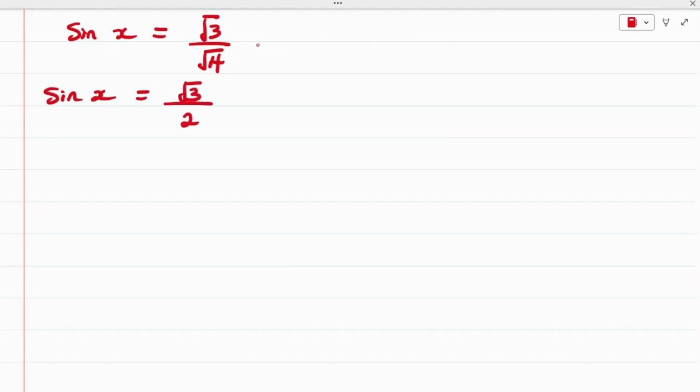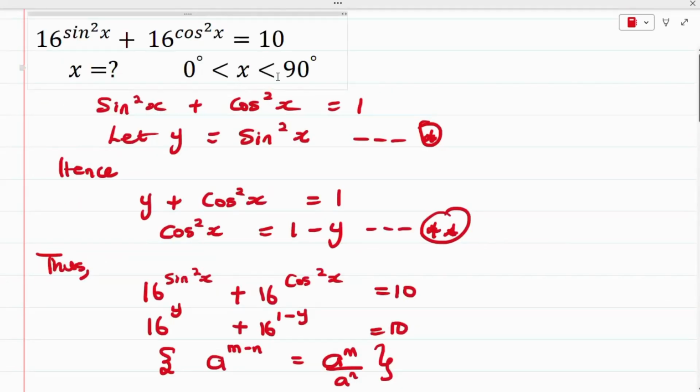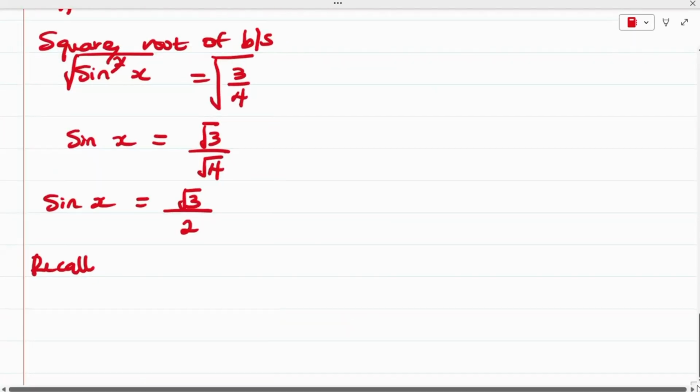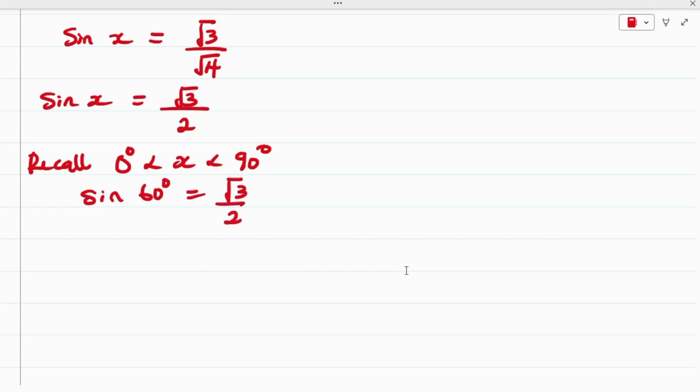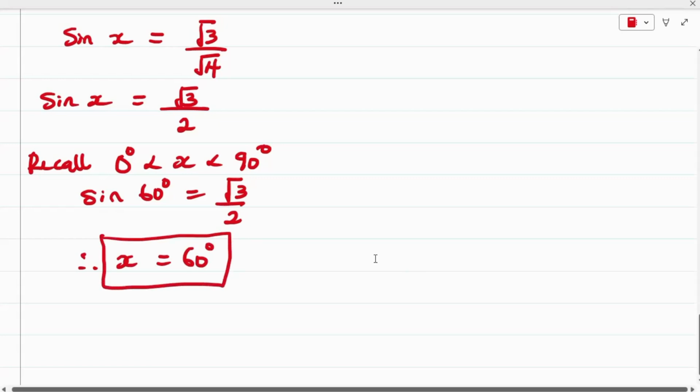So from here, we want to recall that from the question, 0 degrees is less than x, which is less than 90 degrees. Recall that 0 degrees is less than x less than 90 degrees. So from here, we have that sine 60 degrees is equal to the root of 3 over 2. Therefore, x is equal to 60 degrees, and we have been able to find the first value of x.